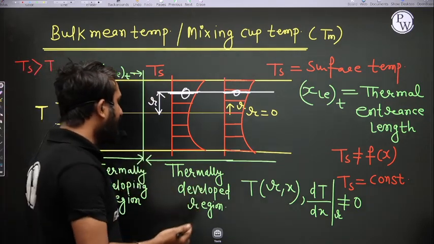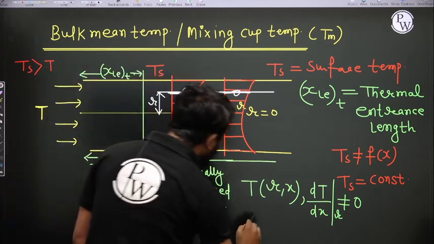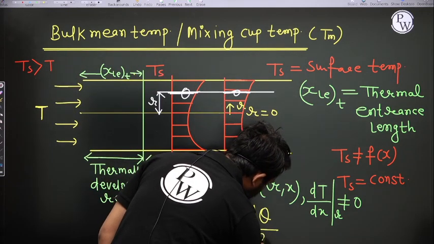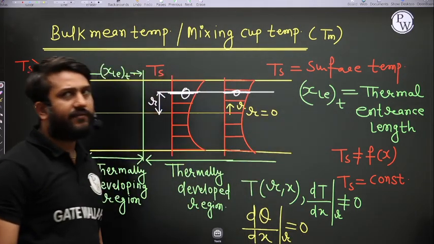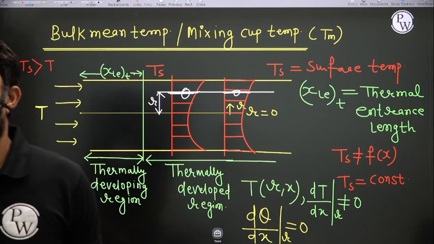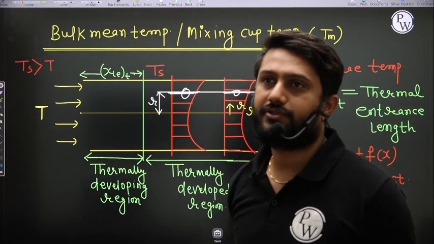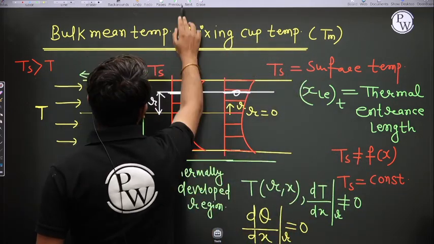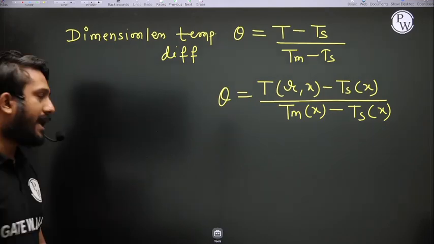That's why we define a term, which is theta. For theta we can say that d theta by dx at a particular R is equal to 0. And that is the reason we define a term theta. Is that clear? Right. Okay.